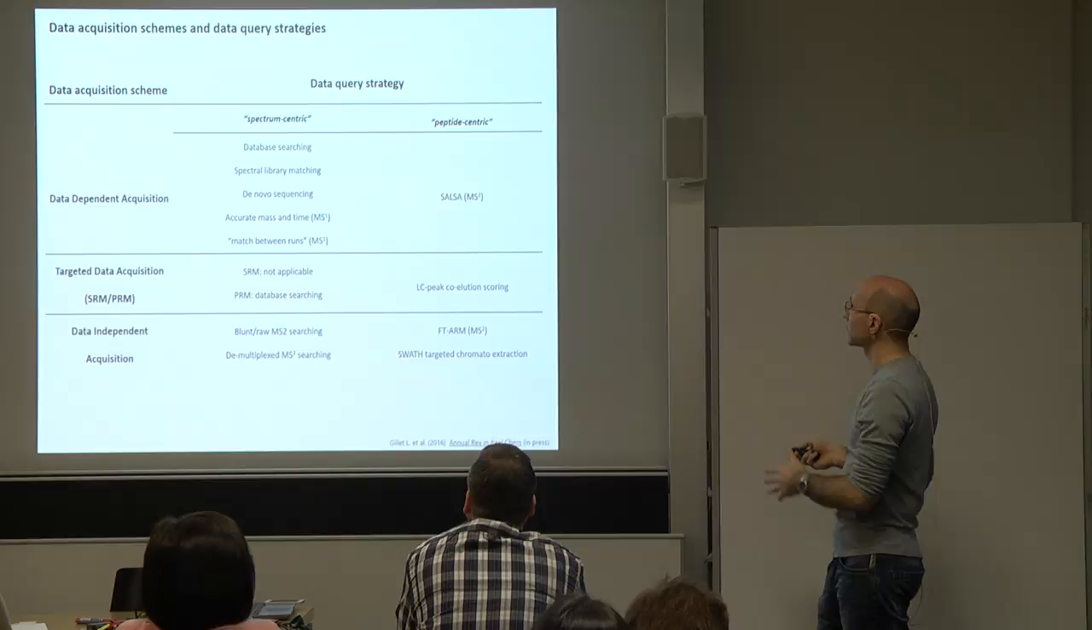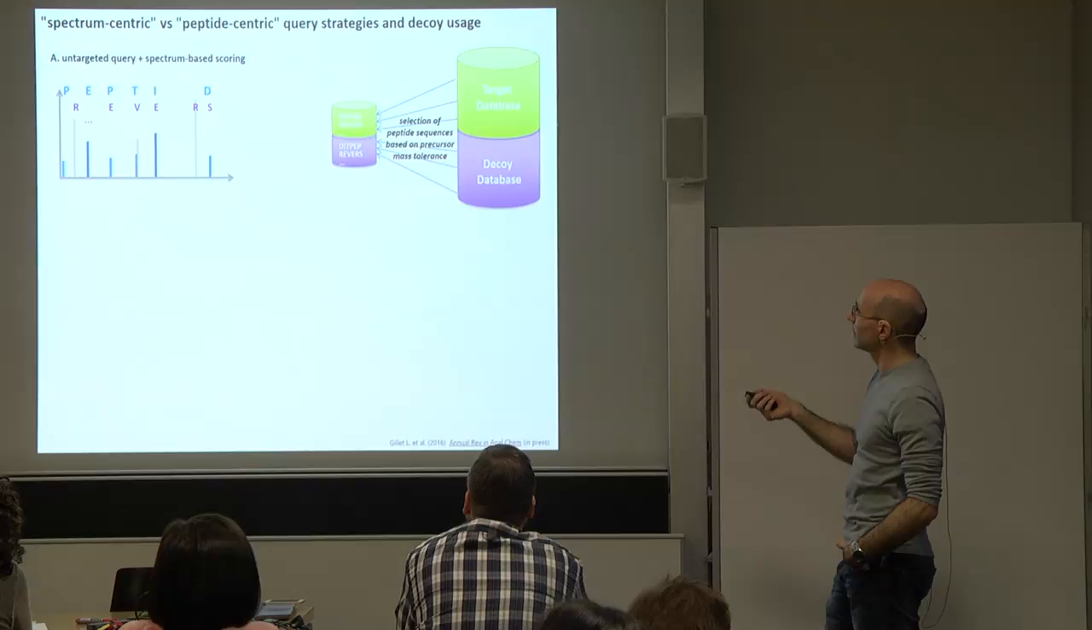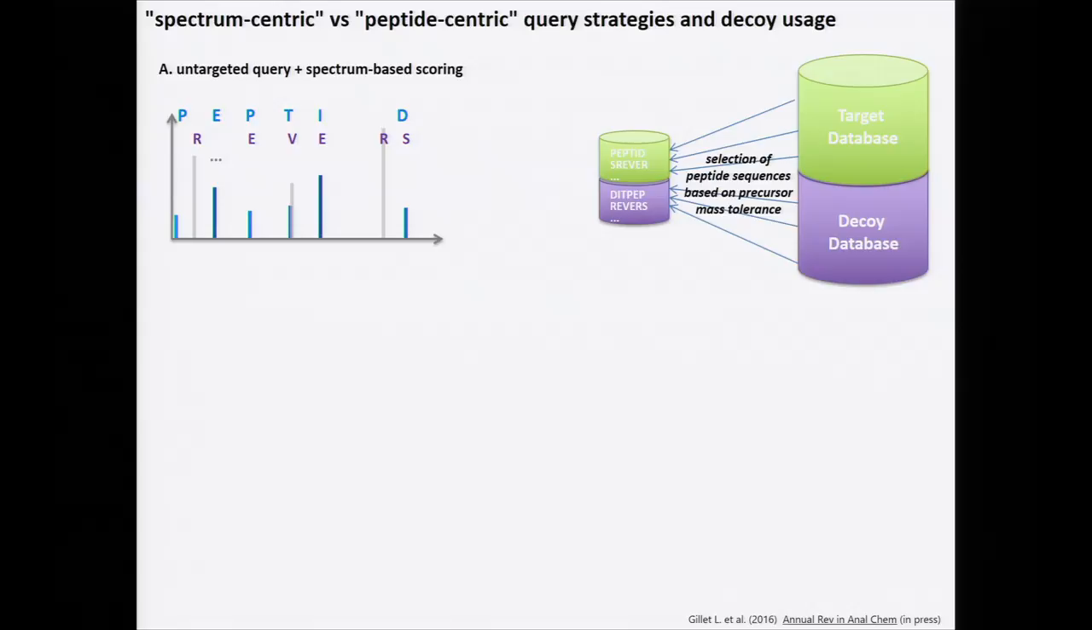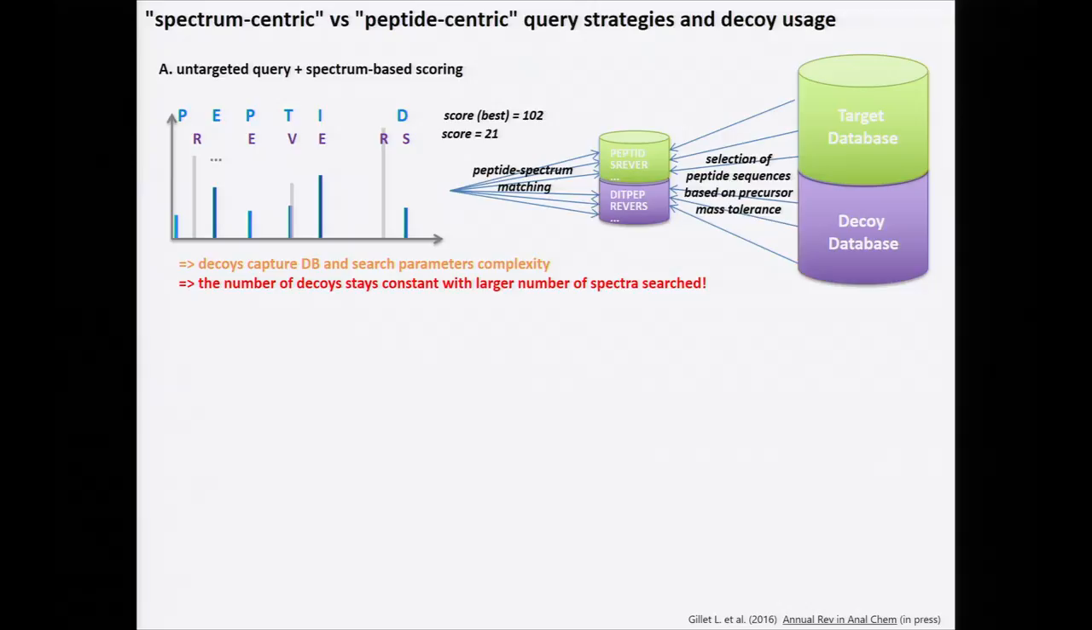This is again a summary, in a little less joking way than the fingerprints. Here you have your spectrum, you interrogate, and you get all the possible sequences from your target-decoy database that match the precursor mass plus or minus 10 ppm. You get this selection of peptides, each of them gets scored, and you get the best possible identification on top of your spectrum. So you start from the spectrum and look in your database for the most probable query. The number of decoys, as I told you in the identification part, stays constant regardless of the number of spectra that you search.